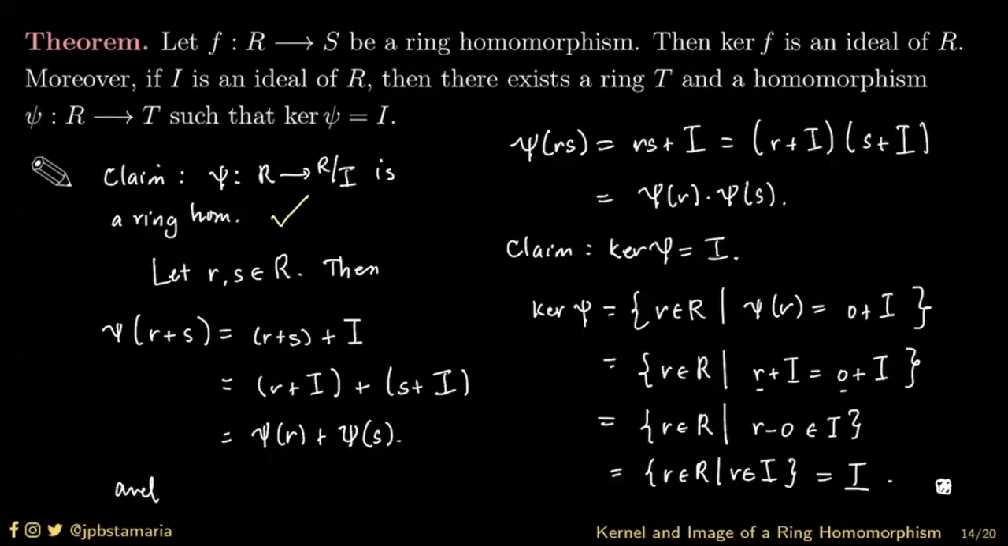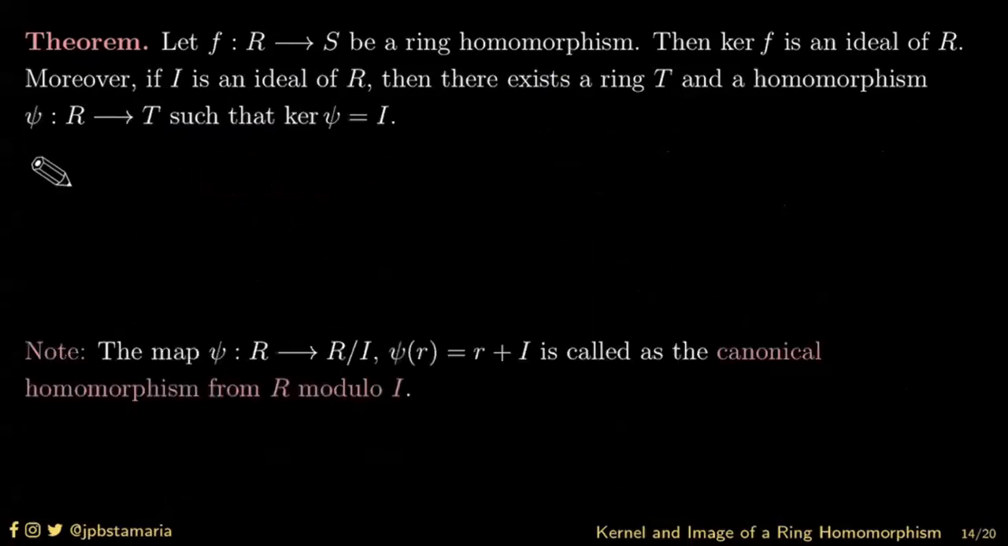Alam nyo may pangalan itong homomorphism na ito? We call it the canonical homomorphism from R modulo I. It should be written this way kasi namali ako ng ano.